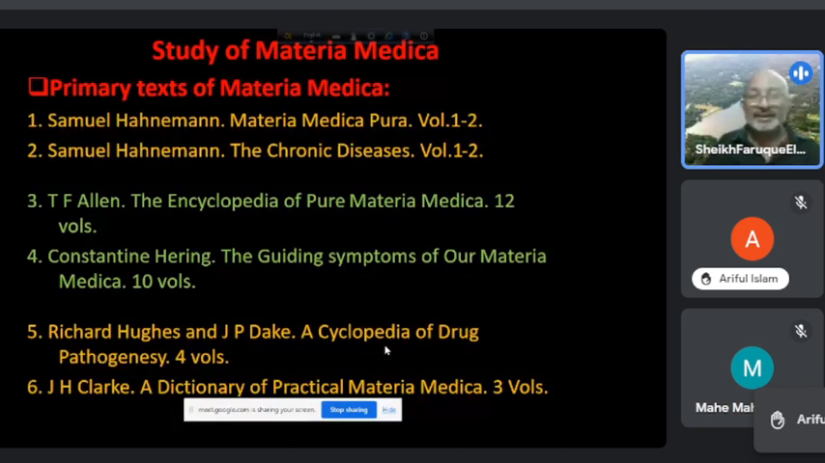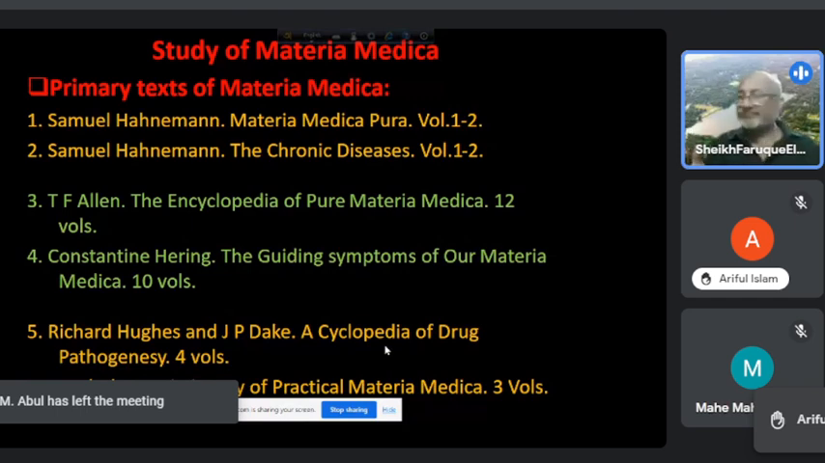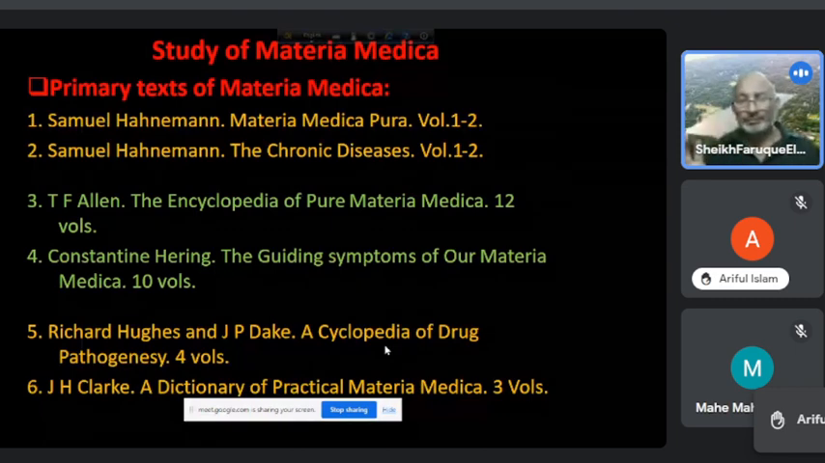Then Dr. J.H. Clark, A Dictionary of Practical Materia Medica. Dr. J.H. Clark, you know, he is one of the 7 pillars of homeopathy. He is a British homeopath. So what he did, you can say he edited so many materia medica books, and he compiled 3 volumes of Practical Materia Medica. This is a nice book.